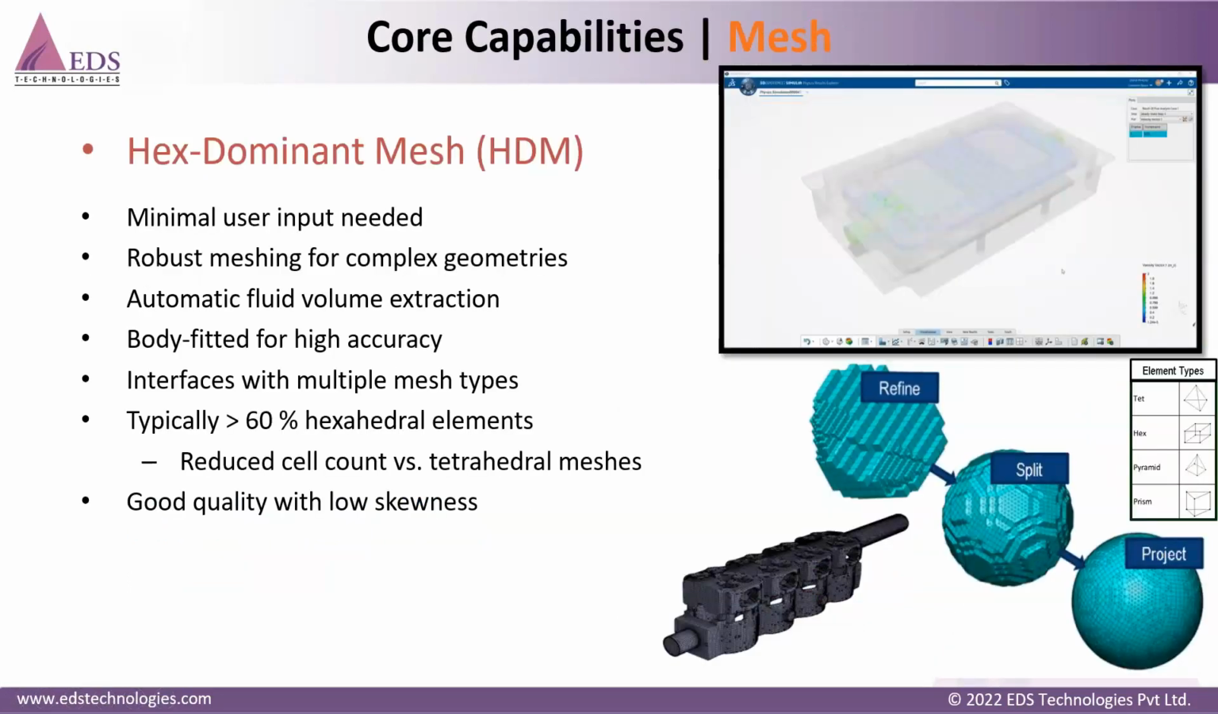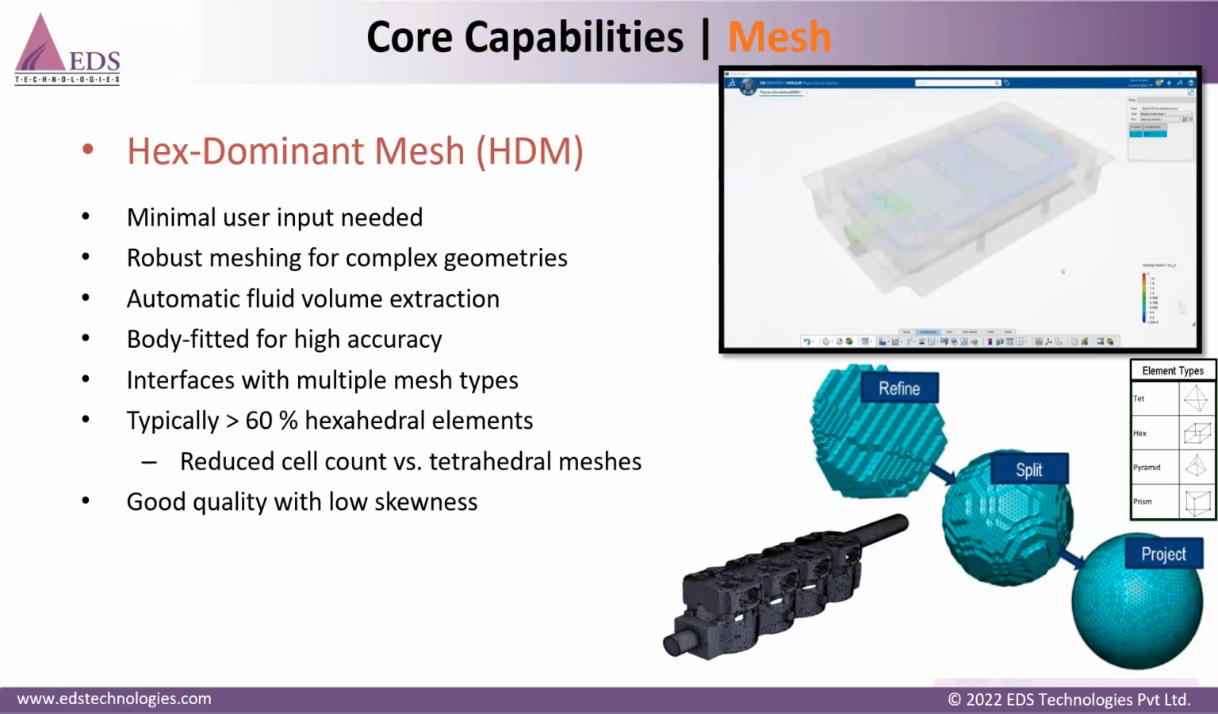Again, we said that we have automated meshing capability, which is available in the Fluid Dynamics Engineer role. So with this capability, minimal user input is needed. Like I said, up to a certain extent, if I want to change the mesh size, I can do that. I do have the freedom to do that. Apart from that, minimal input is required. And once we tell the tool to go ahead and mesh it, it's a highly robust meshing for complex geometries, with automatic fluid volume extraction, or the wetted surface as we normally call it.